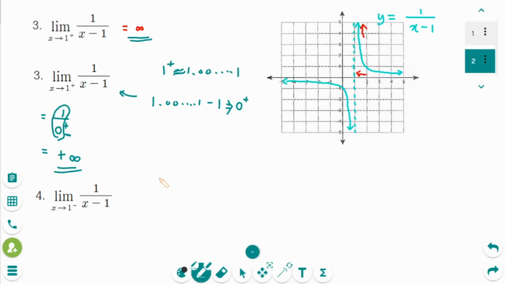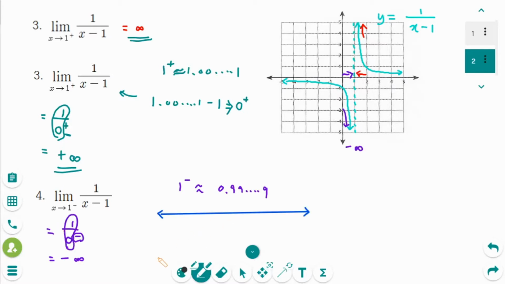This is the next one. We already have a graph of y equals 1 over x minus 1. So we can use this. When x approaches 1 from the left side, the graph goes down. So the answer is minus infinity. But I like this way. 1 from the left side means 0.999999. That means x minus 1 is 0 from the left side. So this one is 1 over 0 from the left side. So the answer is negative infinity. So negative infinity, like this.